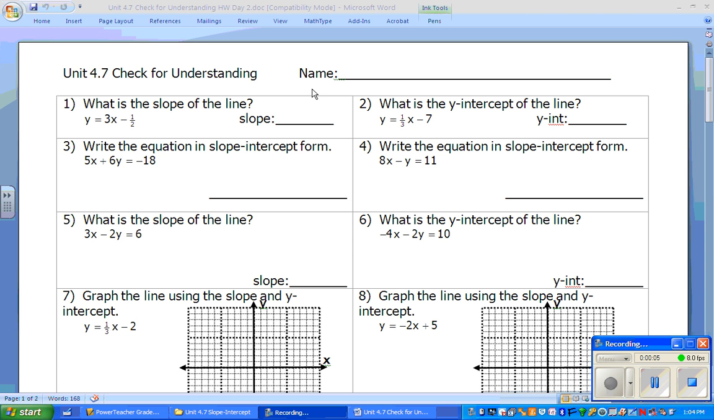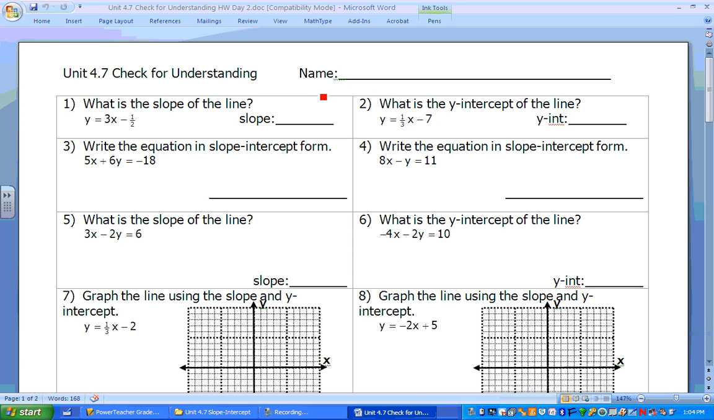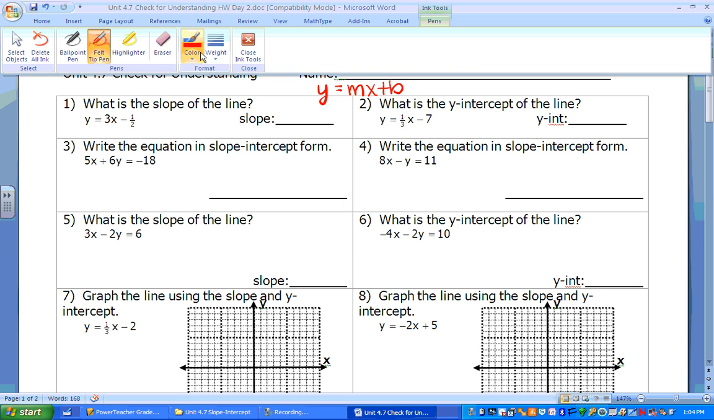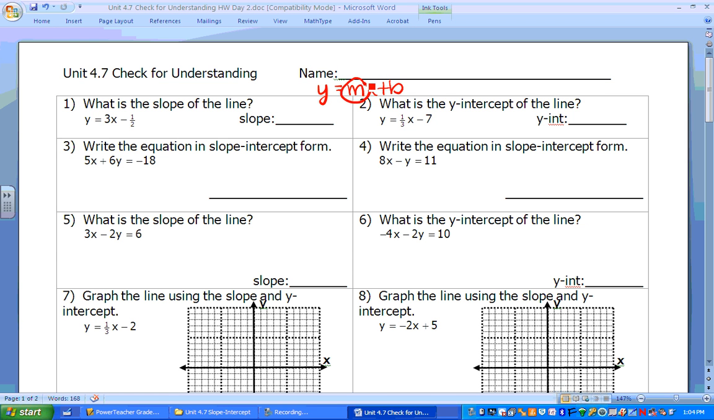The key to remember in tonight's homework is that we want to get each equation into y equals mx plus b form. The reason we want it in this form is because the m in this equation represents the slope, and the b represents the y-intercept.